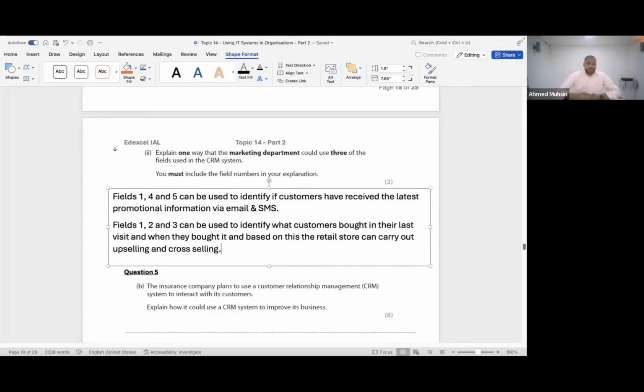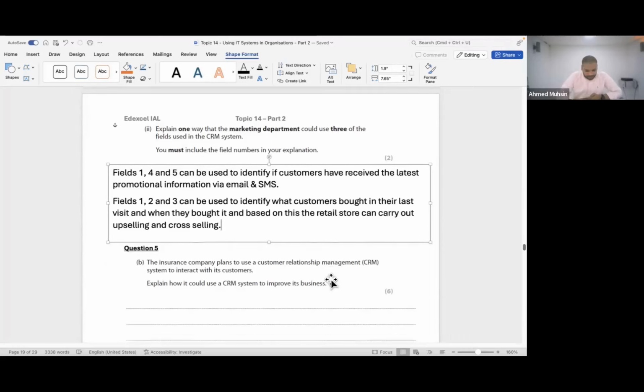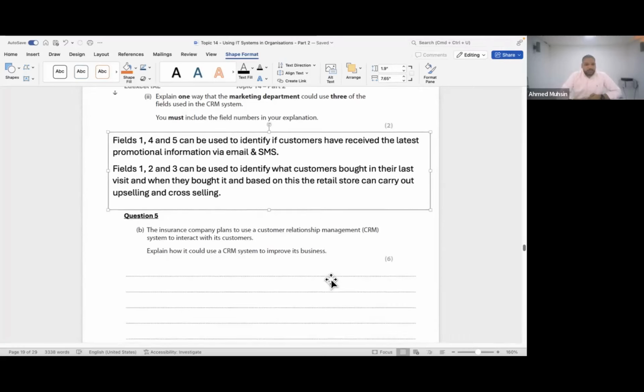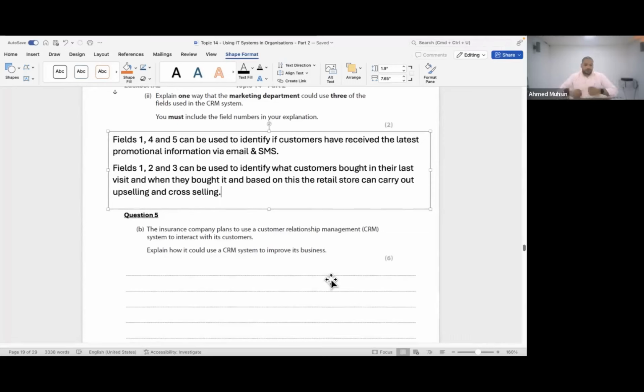Right, boys, girls, everybody, we are moving on to question number 5. Read the marking scheme. You will see the same answers, pretty much the same thing. Read the marking scheme, but make it a habit.